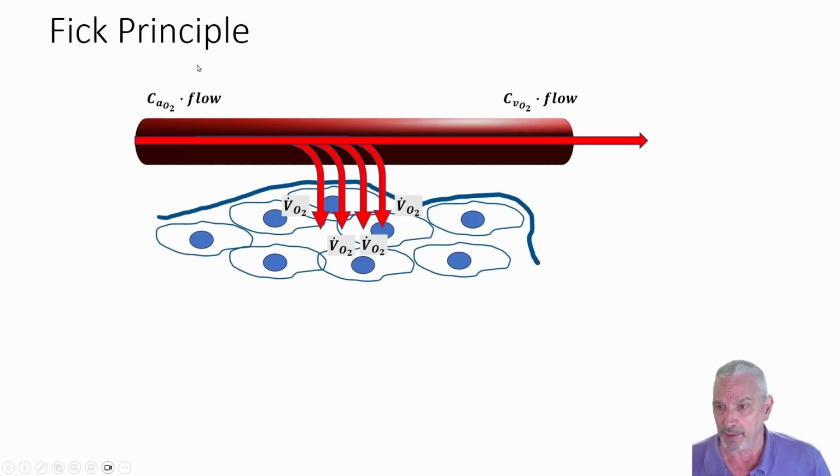So the Fick principle is really quite simple. It's just a simple matter of conservation of mass. What the Fick principle says is that the rate at which oxygen flows into an organ, minus the rate it gets taken out of the blood to be used up and burned by that organ, is going to be equal to the rate at which unused oxygen flows out of the organ.